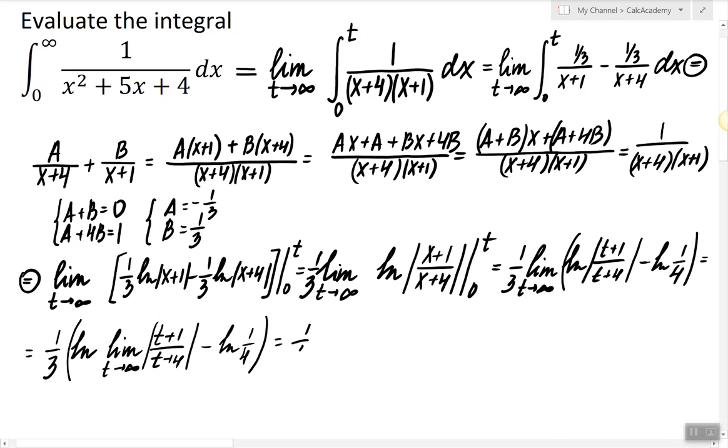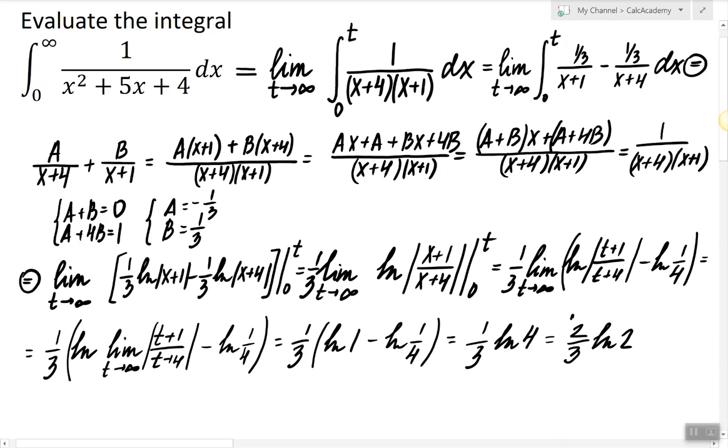So we have actually found the answer. So the integral converges, and it converges to this expression. Ln of 1 is 0, and negative ln of 1/4 can be rewritten as ln of 4. So this is the final answer.